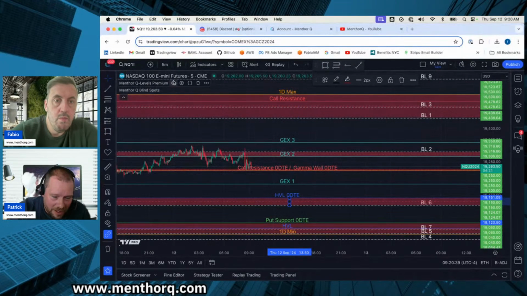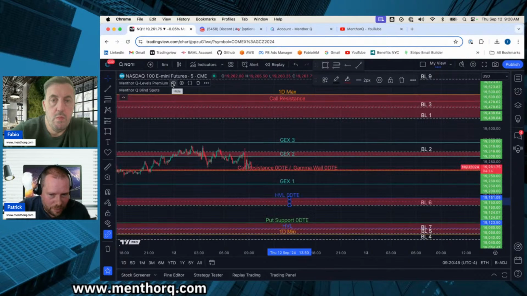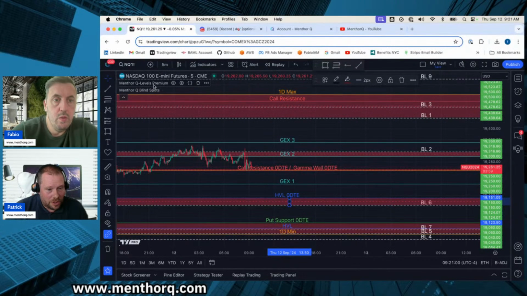we have the highest concentration on put support, high wall 0DTE, BL5 and BL4 and BL7. So that's the area at the moment with the highest concentration, where we have all levels together. So we have to be careful when we come to this area. Think about it working most of the time as a magnet.